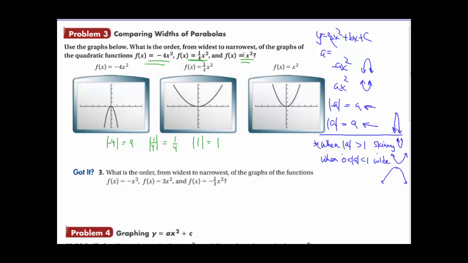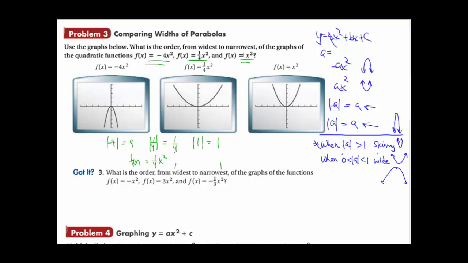So we want to label these from widest to narrowest. Remember, the widest graph is going to be the graph that is closer to 0 compared to the other ones. And that's going to be, our answer is 1/4. So we know that the widest graph is f of x equals 1/4 x squared.